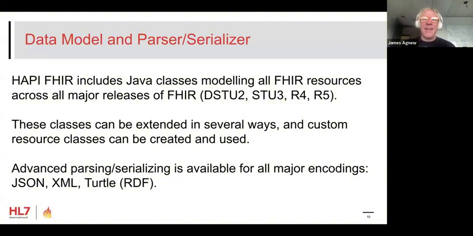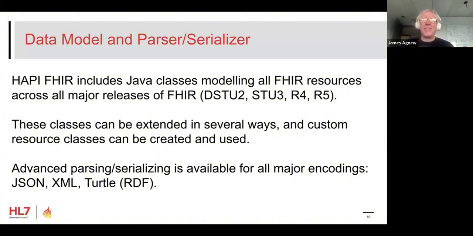These model classes have lots of interesting properties. You can extend them to add extensions if you want. You can extend them to add constraints if you want. You can even create your own custom resource classes if you want to create custom resource types. All of that is fully supported by the library. And then these model classes can be plugged into our Parser Serializer framework.